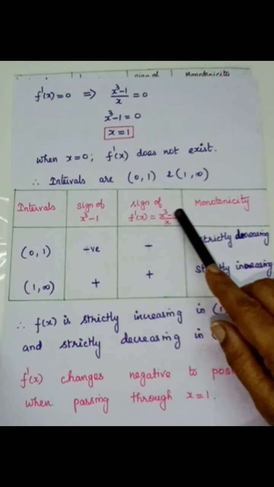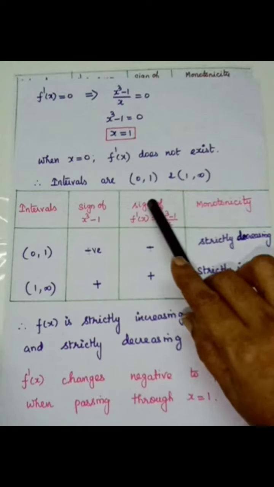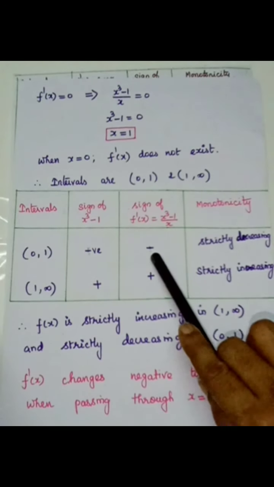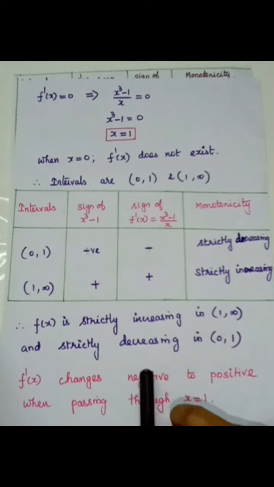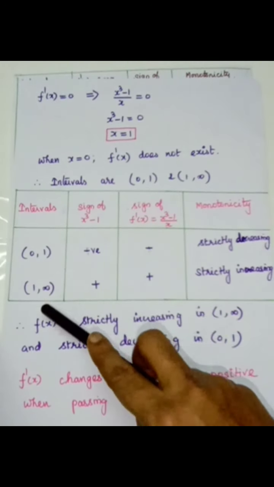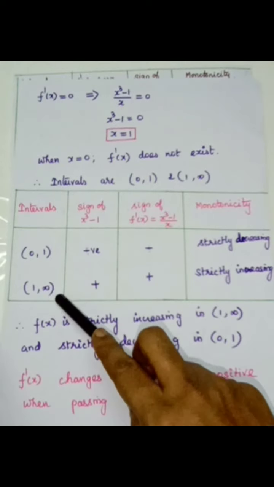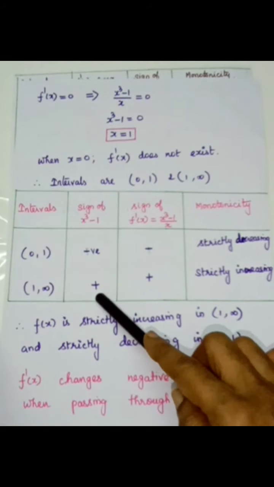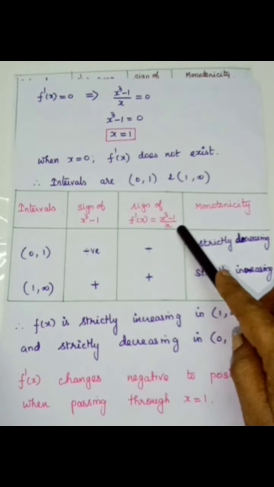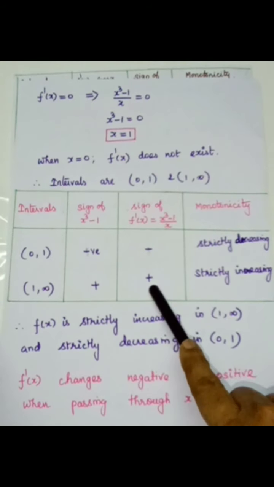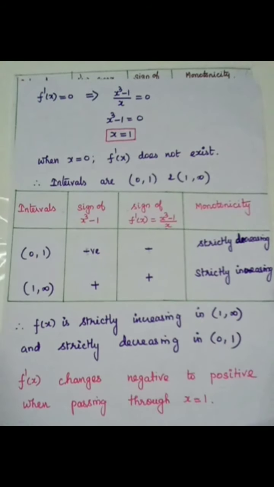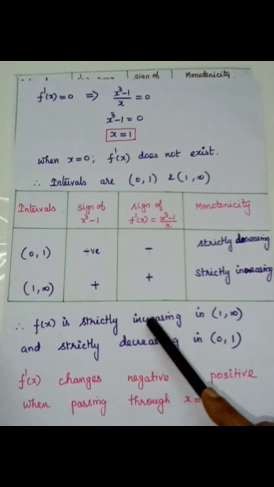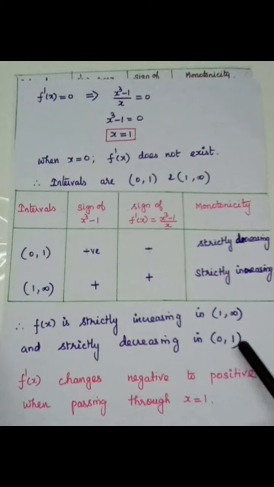So the numerator is negative and the denominator is positive, so the sign of f dash of x is negative. Therefore the function is strictly decreasing in this interval. Consider the next interval, 1 to infinity. We can take 2. 2 cube is 8, 8 minus 1 is 7, so it is positive. The numerator is positive and the denominator is positive, so the sign of f dash of x is positive. Therefore it is strictly increasing. So we can write the monotonicity: f of x is strictly increasing in 1 to infinity and strictly decreasing in 0 to 1.